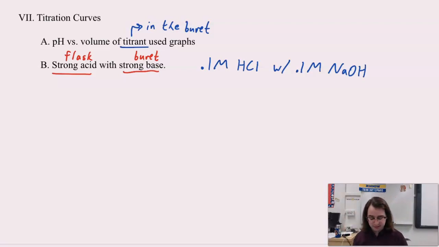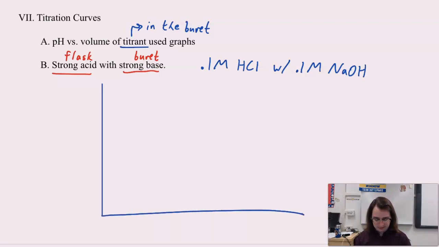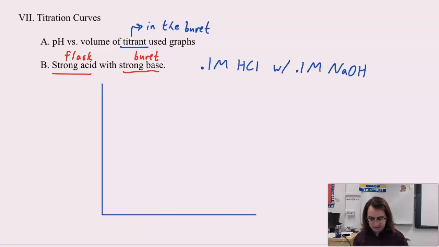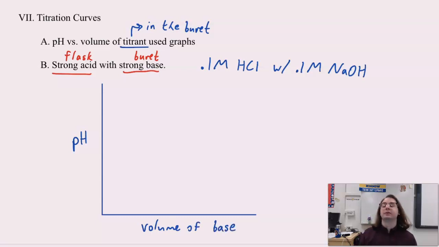So if we wanted to set up a graph for this, we would put our axes down like so, and on the y-axis we're going to put pH. And on the x-axis, we're going to put volume of whatever's in the burette. So this would be volume of base. All right, so let's think. We want to first start by writing what our pH is in our flask before we start titrating at all. So this is an acid in the flask, and we want to figure out the pH.